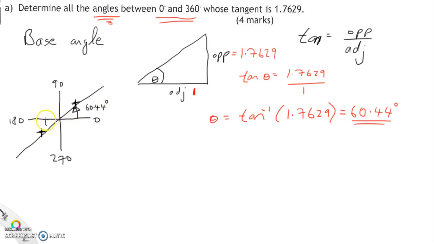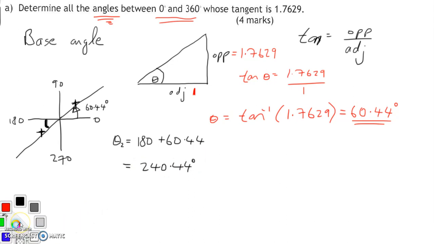And that's going to be 180 plus our base angle, right? So theta sub 2, if you like, the second angle whose tan is 1.7629, is 180 plus 60.44, and that should be about 240.44 degrees. So we have two answers, two angles between 0 and 360 whose tan is 1.7629.